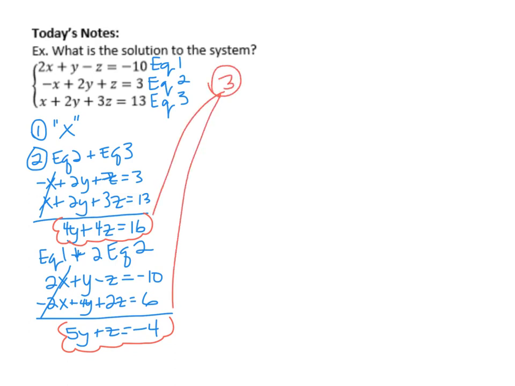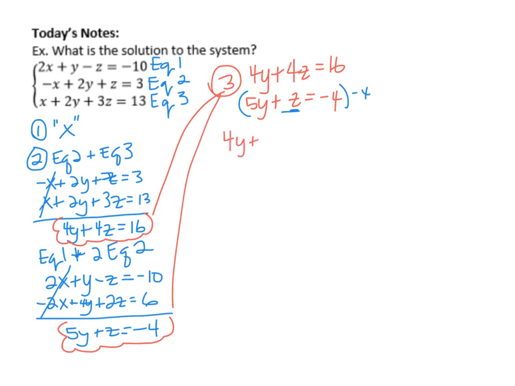Solve that smaller system. 4y plus 4z is equal to 16. Right below it, 5y plus z is equal to negative 4. If I multiply that second row by negative 4, I'll get my z's to eliminate. Keep the first equation as is.